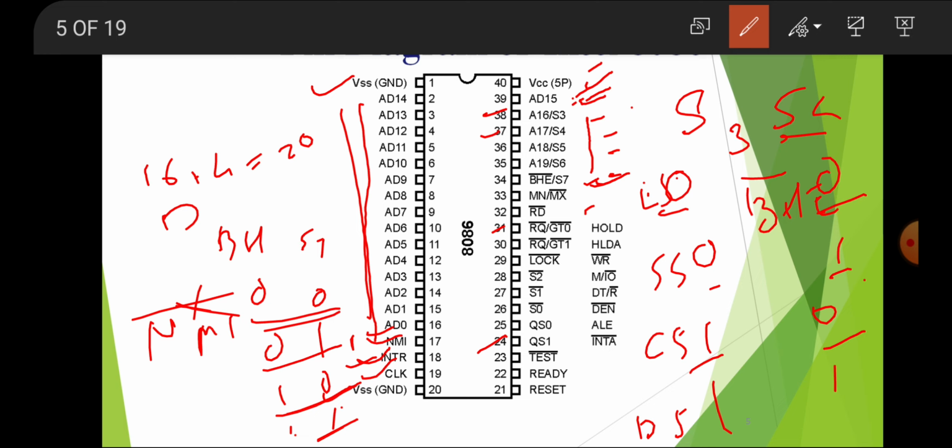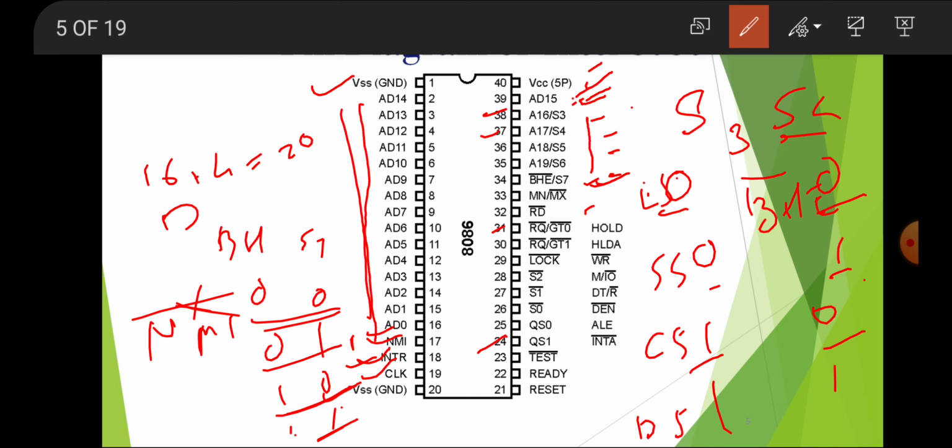Now we are going to pin number 23, that is TEST. So what exactly is TEST? This is examined by the WAIT instruction. If the TEST pin goes low, execution will continue. Suppose you want to wait, then you can set this TEST pin to 0. If the TEST pin goes low, execution will continue, else the processor remains in the idle state. The input is internally synchronized during each clock cycle on the leading edge of the clock.